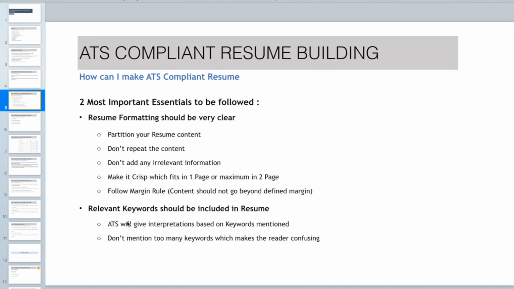Now, also you need to put relevant keywords. For example, if you know PySpark and Databricks is what many companies are looking for, then of course you would put those keywords. You will say PySpark, Azure Databricks, Spark SQL, all of these things you would mention. So ATS will give the interpretations based on keywords mentioned. So don't mention too many keywords also, because if you think, okay, I want to come up in more results, and you put in, let's say, 100 keywords, it won't help again, right? It will make the system confused about what you are looking at.